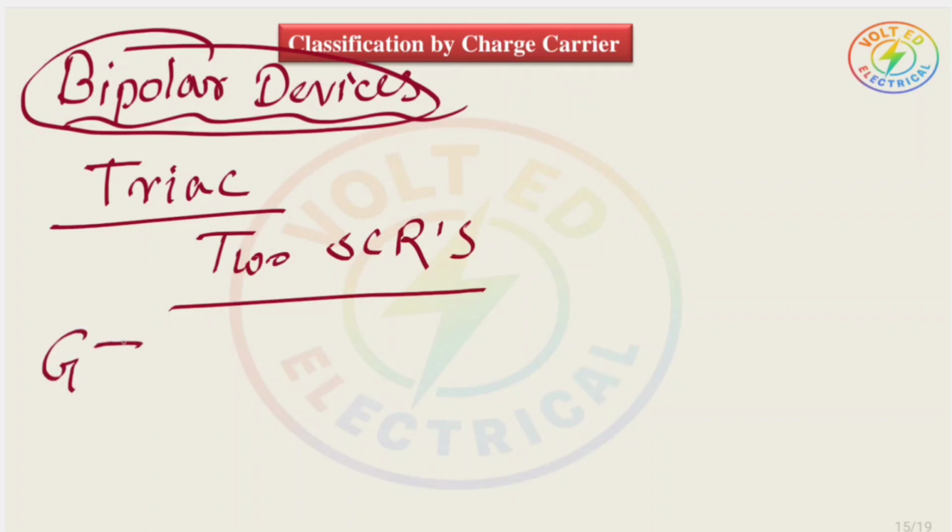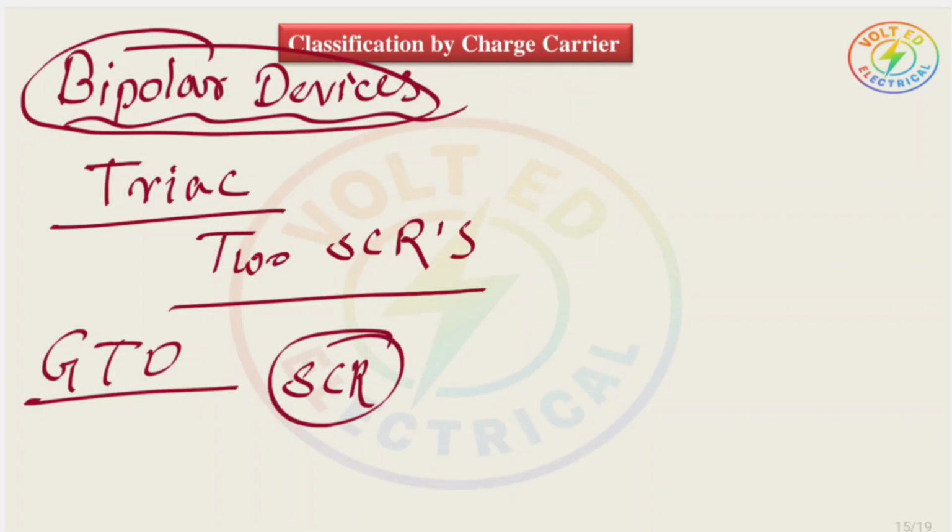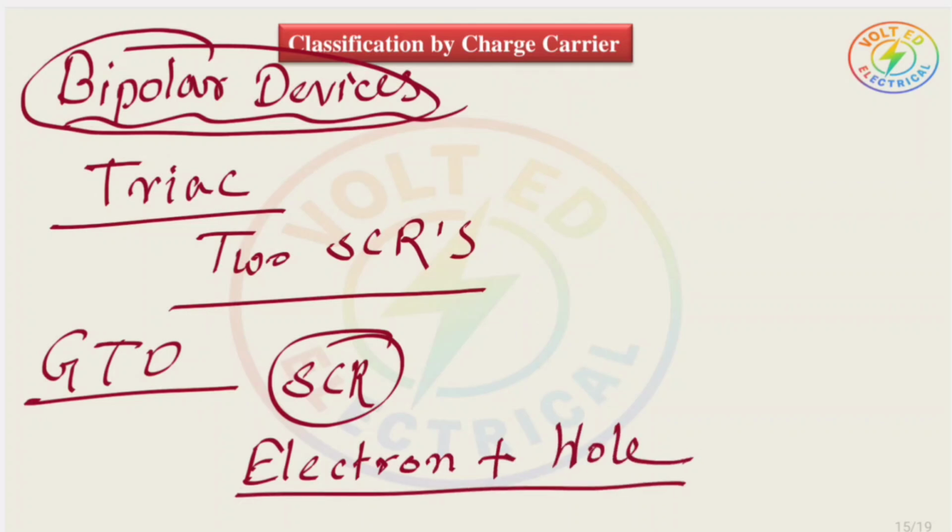Then GTO, gate turn off thyristor. So it is similar to SCR. So this is also a 4-layer device, and in the conduction process, both electrons and holes participate. So that's why this GTO is also called a bipolar device like SCR.